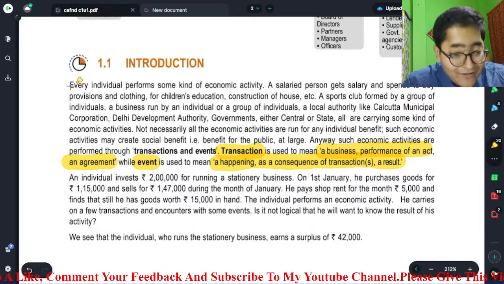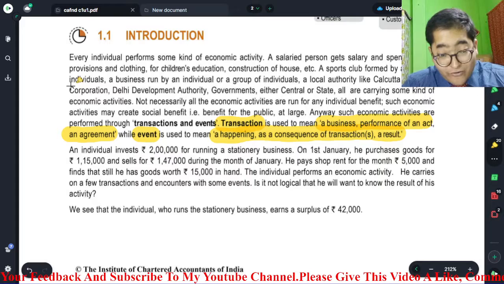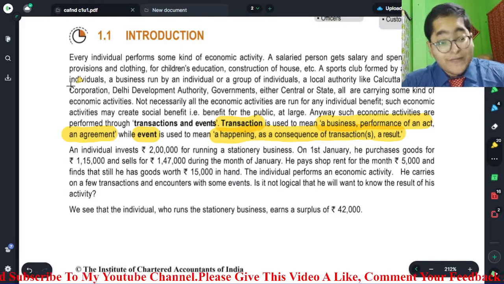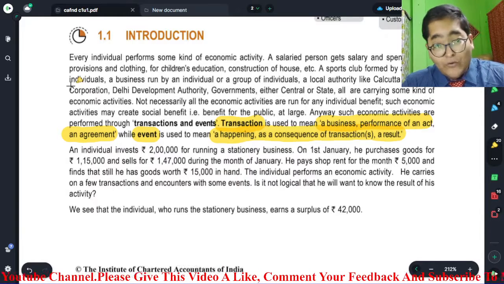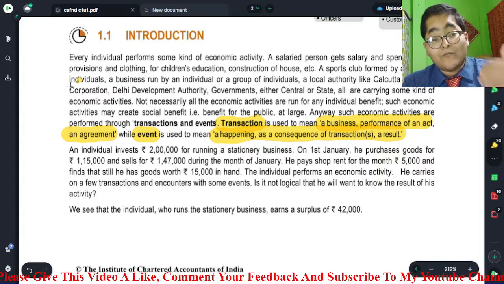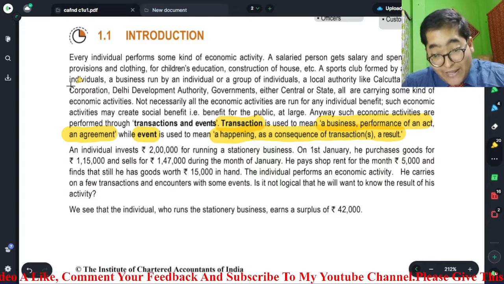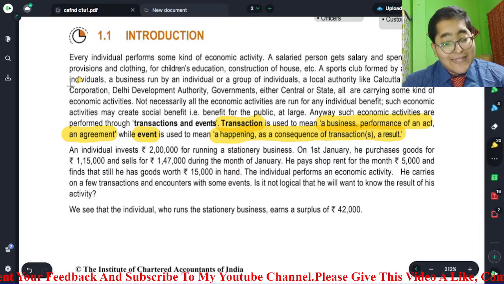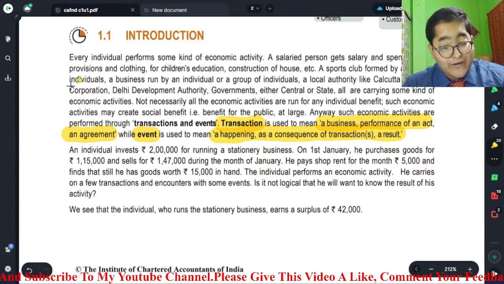So here's an example. Let's see. An individual invests rupees 2 lakh for running a stationery business. Okay, very good. Invest rupees 2 lakh. So this is an event because no giving, no taking. It is a situation or a happening. On 1st January, he purchases goods for rupees 1,15,000 and sells for rupees 1,47,000 during the month of January.